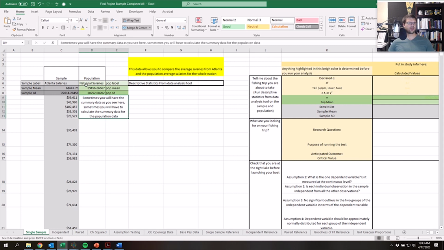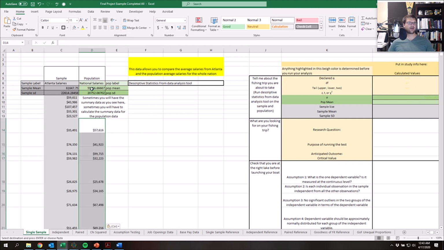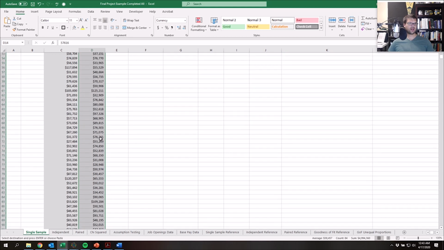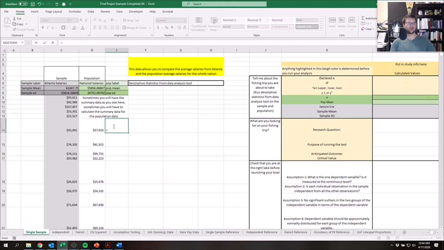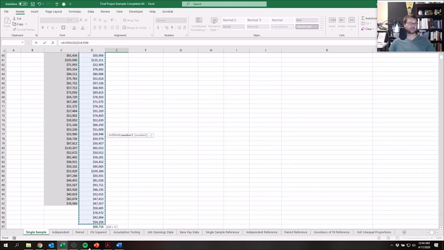And so you'll notice that right now you have the national salaries. It's already set up for you. You've got the population mean, you've got the population standard deviation. That's great. Sometimes you'll have it like that. Sometimes you'll have it like this, where you have the national data all right here, and then you have the sample data, or the subpopulation data right there. And so if you have the national data that's already summed up right there, great. If not, you might need to do a quick equals average, and find the average of your data.